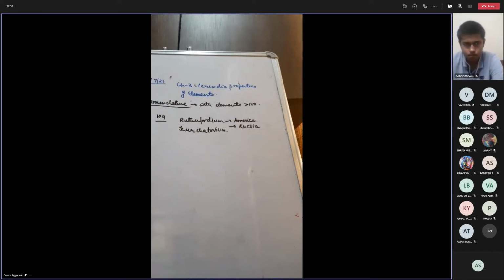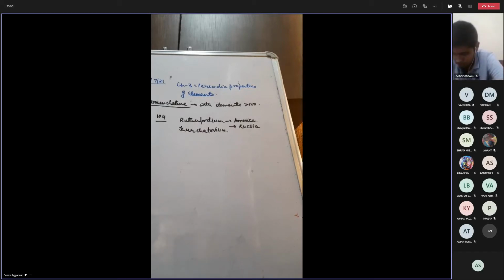Similarly, a number of other elements were discovered. Either they were named on the basis of the laboratory where they were discovered, or on the basis of the state or the country, or on the basis of the name of the scientist. So to avoid this quarrel, particularly for the elements having atomic number more than 100, as around 10-15 elements were recent discoveries.